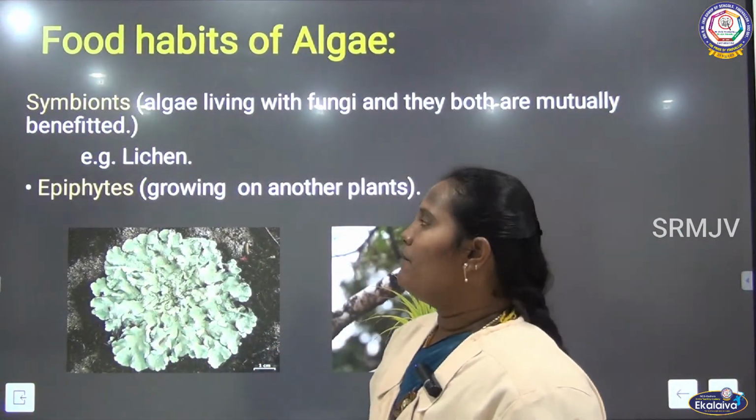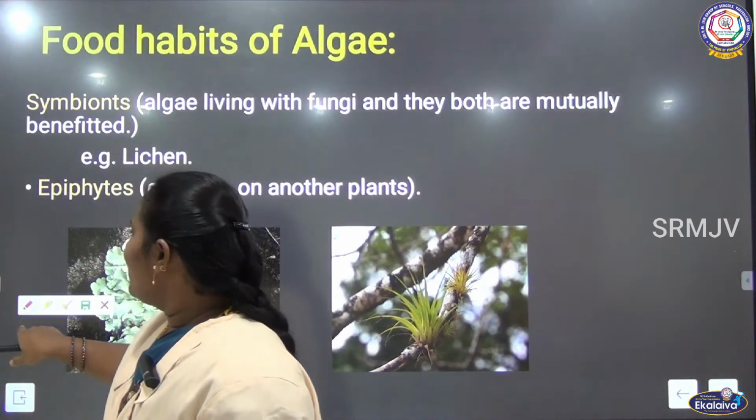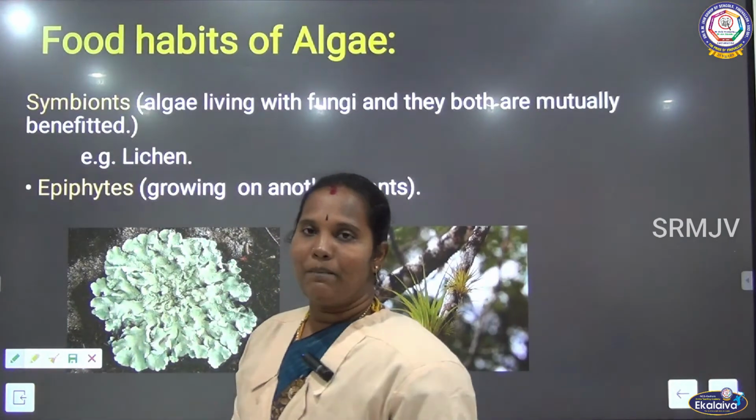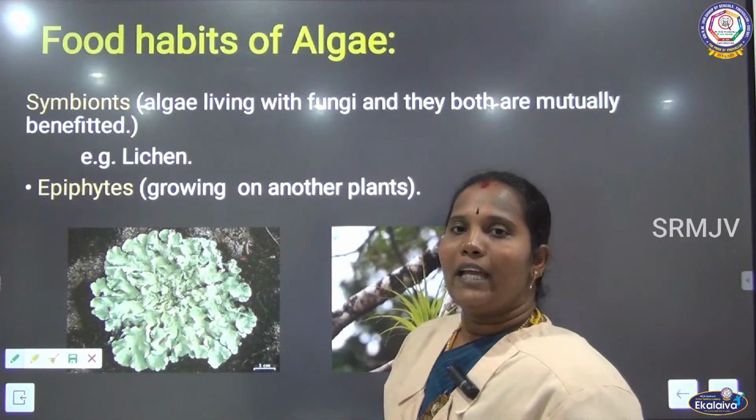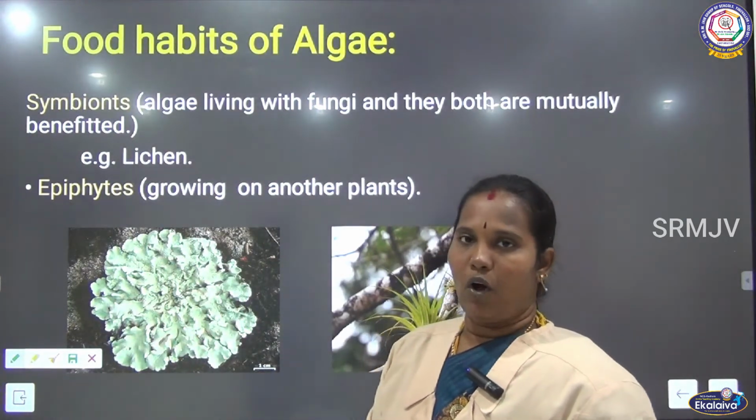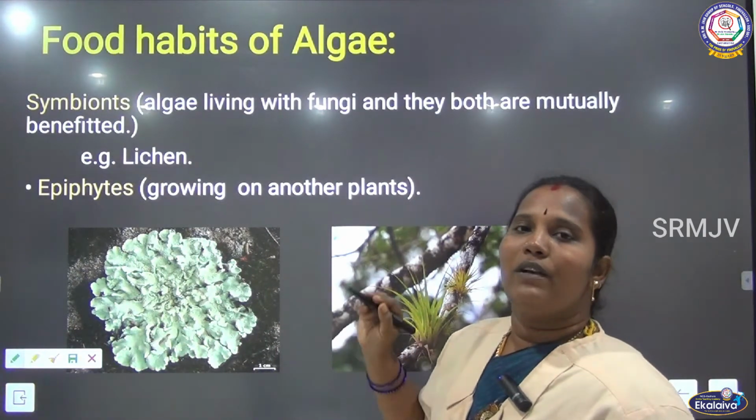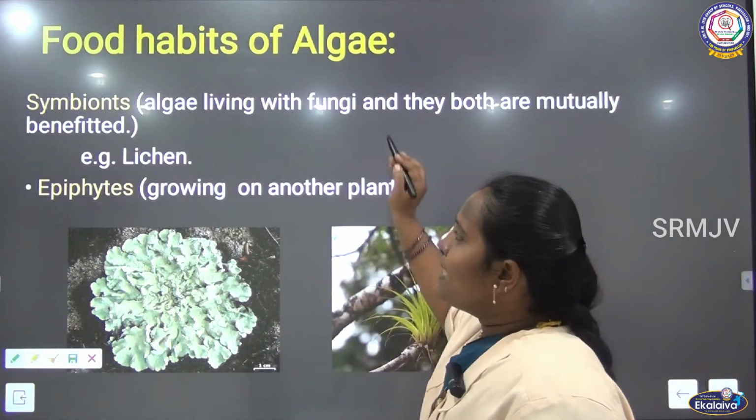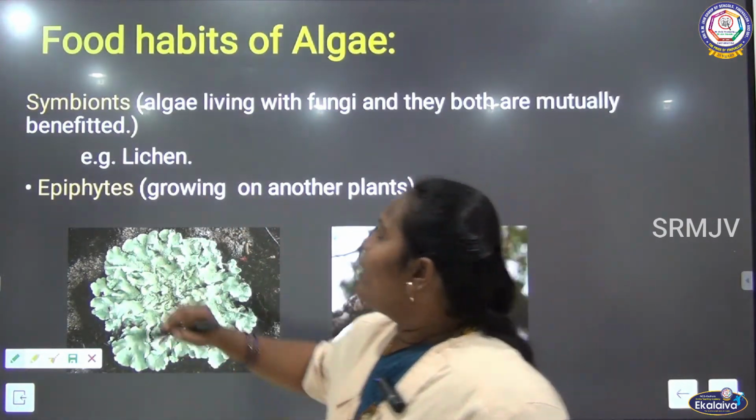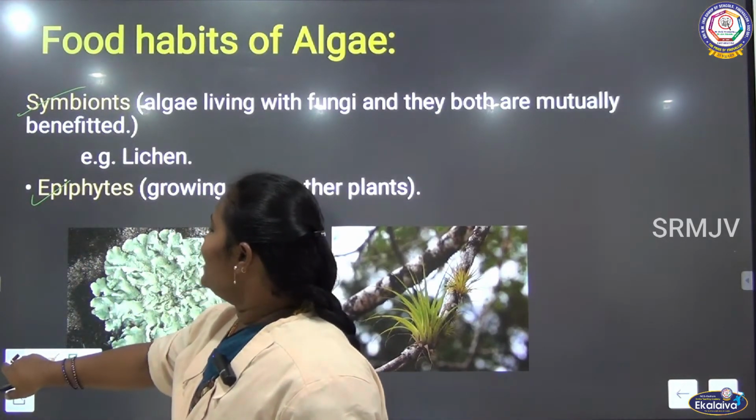Then the food habit of algae. Next one we have to see is the food habit of algae. We know very well the plants make their own food. Mostly plants can make food. If they have chlorophyll, they can make their own food. We saw already that algae are autotrophs because they are chlorophyll-bearing plants. Based on this, there are two types of food habits of algae. One is symbionts, another one is epiphytes. What are symbionts and epiphytes?